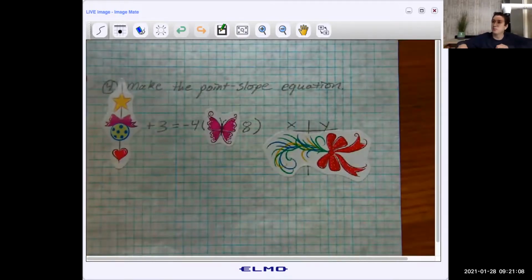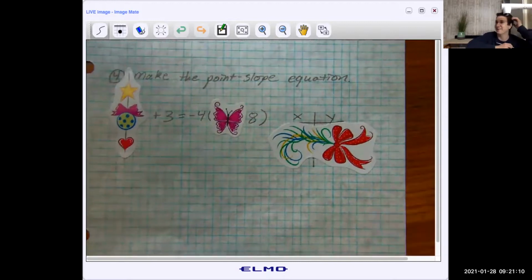Number 4 says, make the point slope equation. Oh man, Leah really went all out here. Look at all those stickers. They're big ones too.